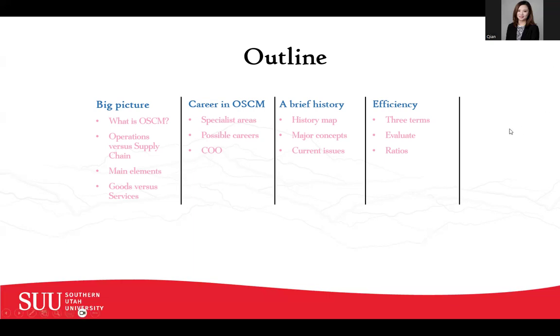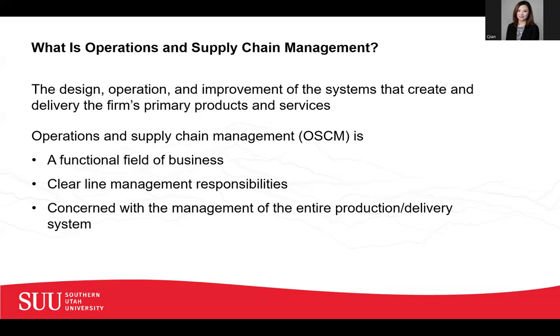Okay, so let's talk about the big picture of operations. On this slide, I give you a few sentences to describe it. Briefly speaking, operations and supply chain management is the design, operation, and improvement of the system that creates value, which means you produce products or provide services to your customers.